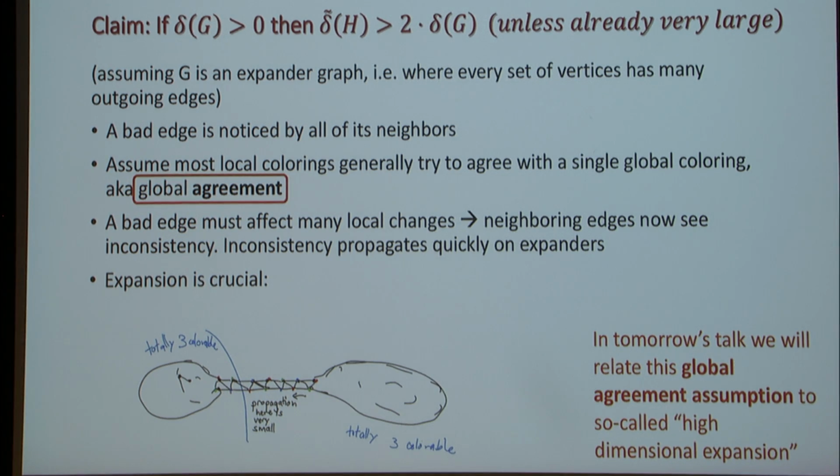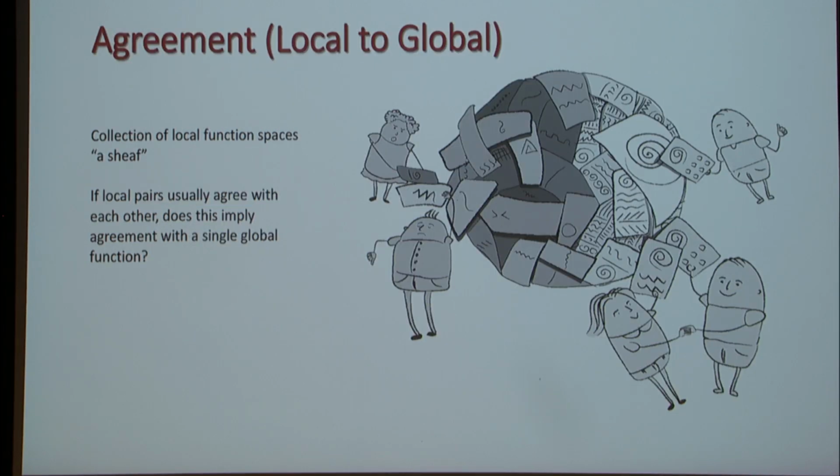Now, let me address this issue of agreement with some global function. I think this is an important part. It occurs in other proofs of various PCP theorems. We will see it again tomorrow and on Tuesday. And this is an issue of relating local agreement to global agreement. So I guess I have a cartoon. I think this question is very interesting and very important.